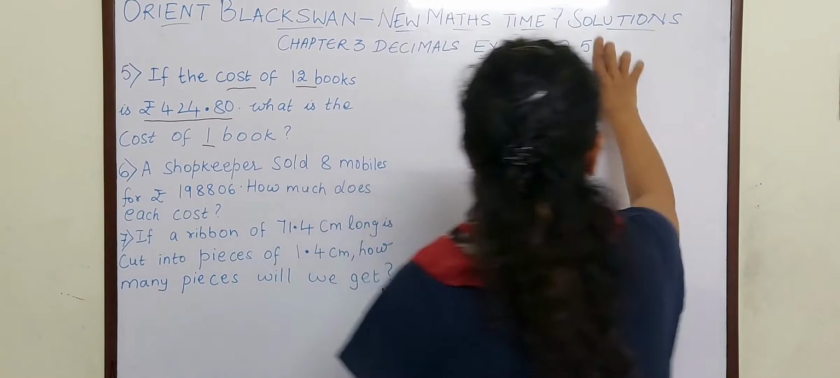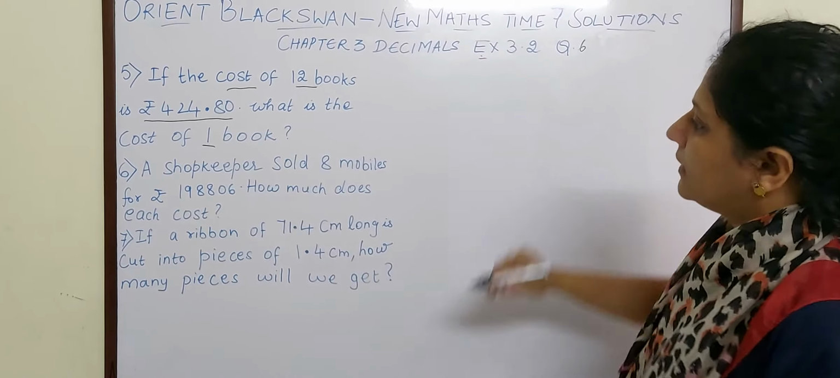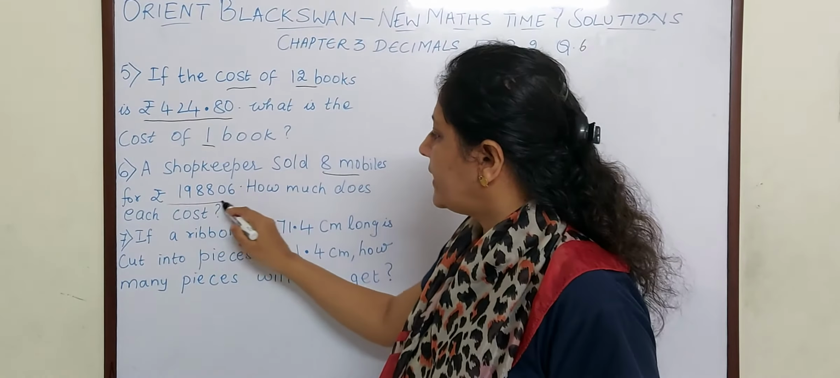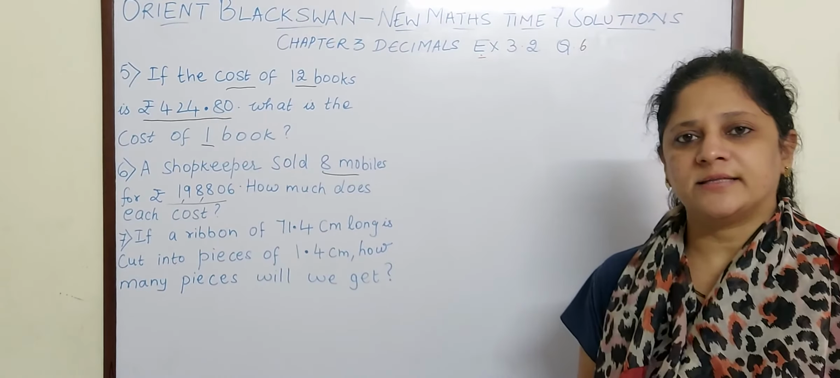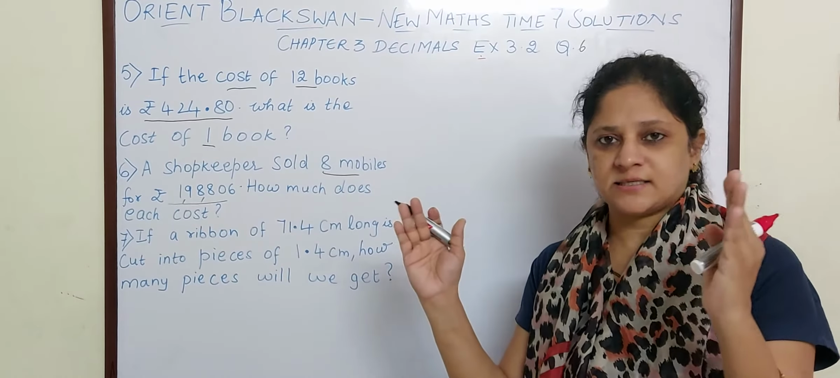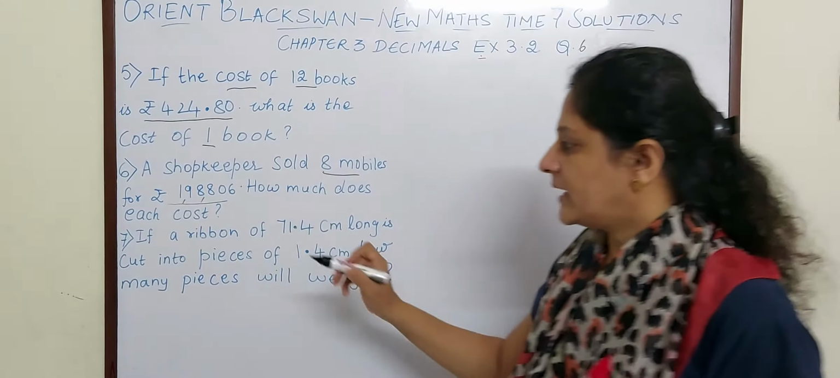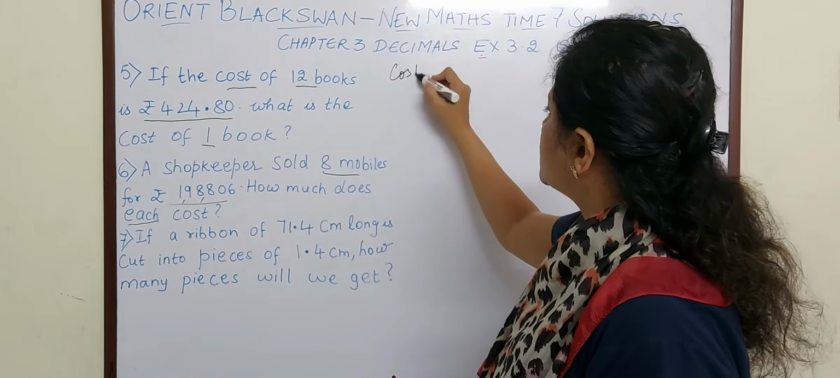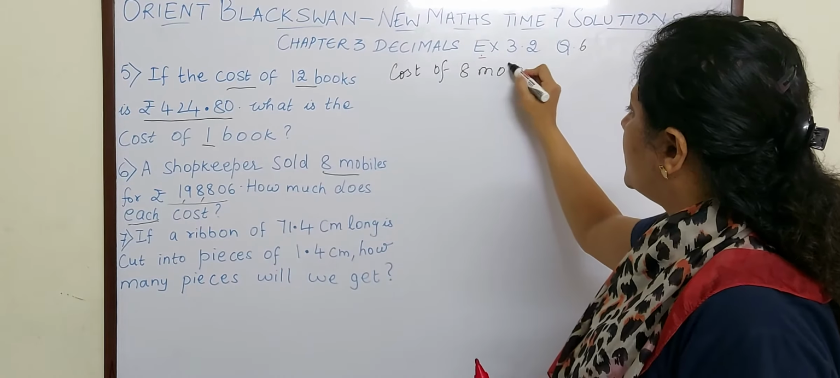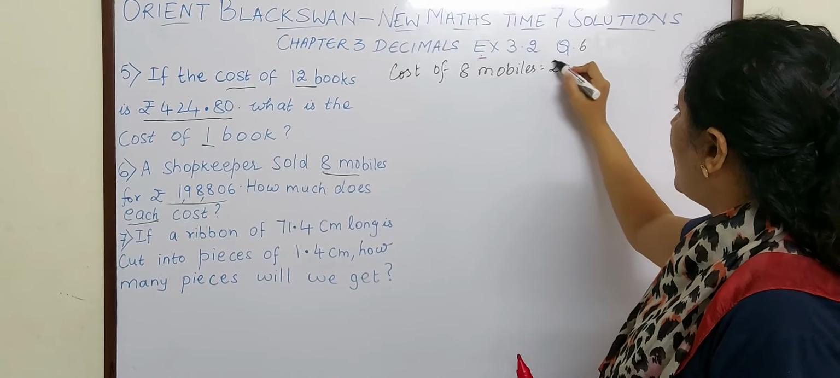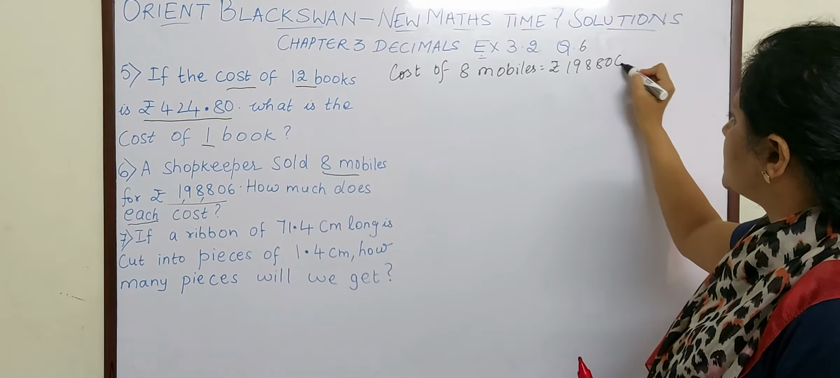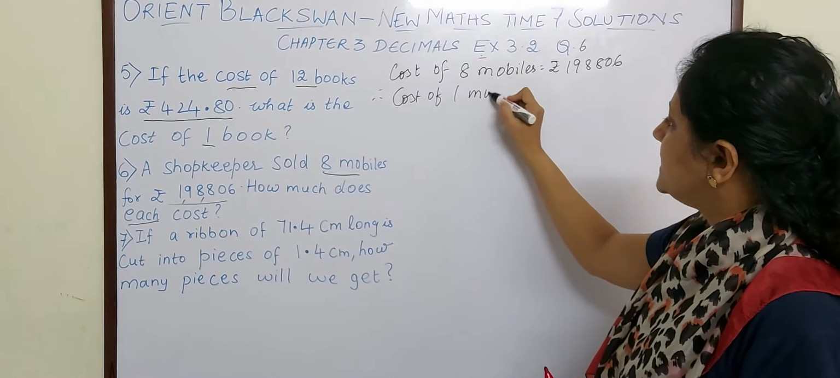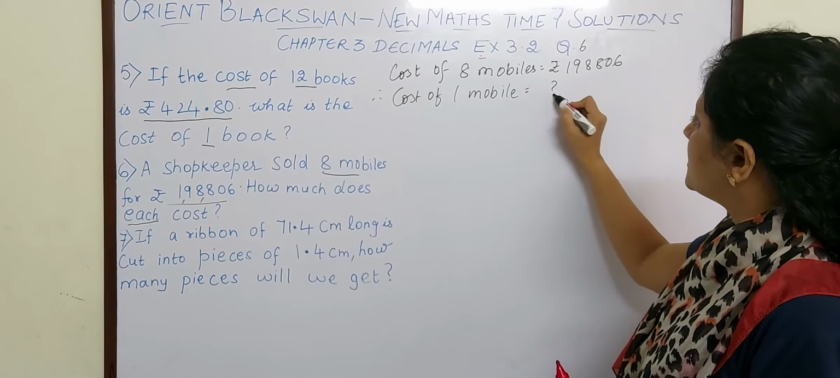So our next problem is question number 6. A shopkeeper sold 8 mobiles for rupees 1,98,806. So here the cost of 8 mobiles is given. And how much does each cost? That means what are they asking? What is the cost of one mobile? So you can write cost of 8 mobiles is equal to rupees 198,806, right? Therefore, cost of one mobile is equal to, so you understood children what we have to do?